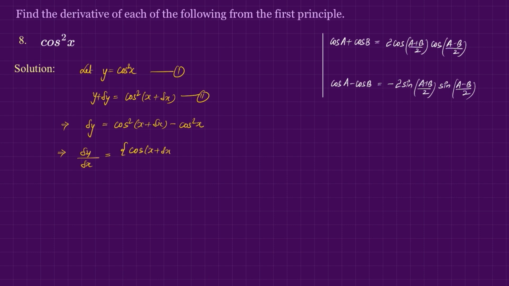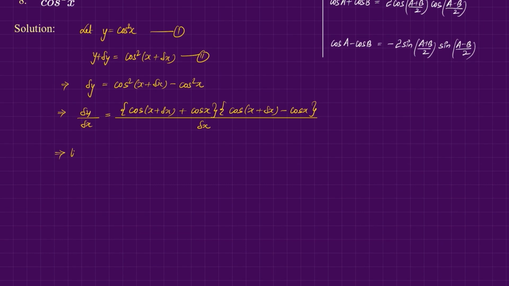a plus b times a minus b over del x. Let us put the limit on both sides. We will have limit delta x tends to 0, delta y over delta x equals limit delta x tends to 0. Now this is in the formula of cos of a plus cos of b. I have written here the formula, so it is 2 times cos of a plus b by 2 cos of a minus b by 2.